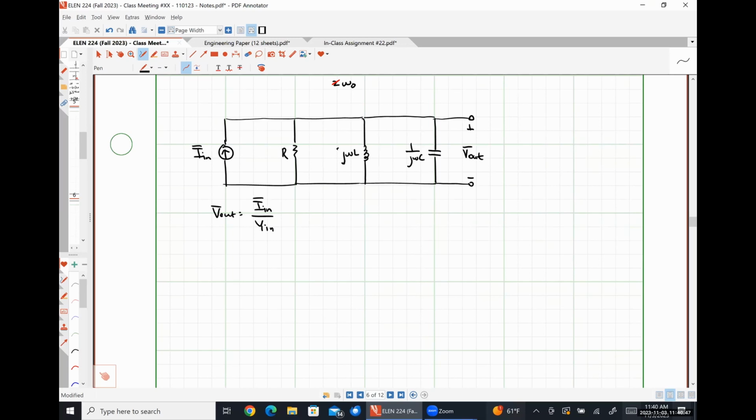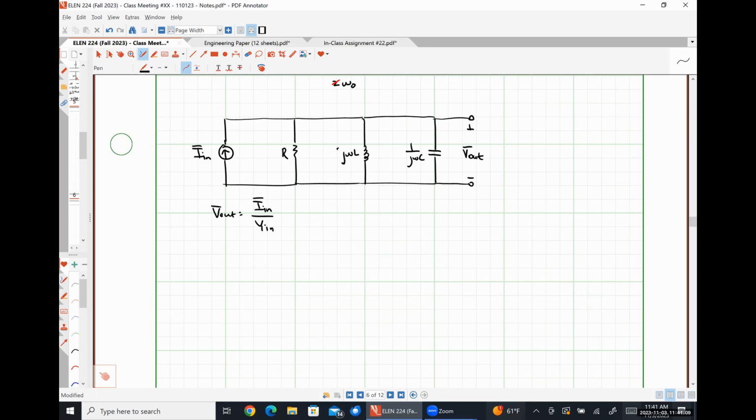This is just Ohm's law, yes, sir. This circuit's not particularly specific, no, because we're going to use it generally speaking to figure out how it behaves over all frequencies. And then effectively, we're going to put everything in terms of omega naught and Q, just like we did in our last class meeting.